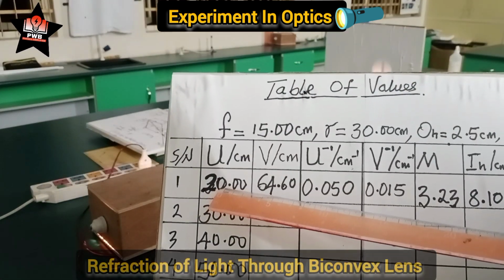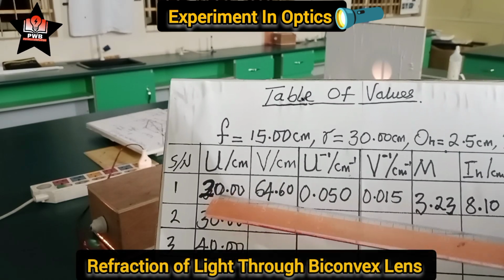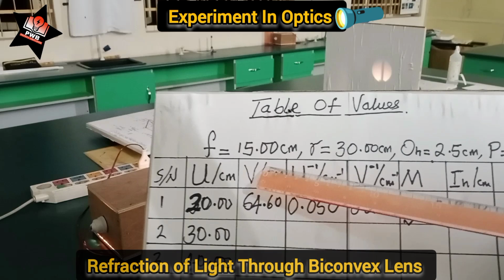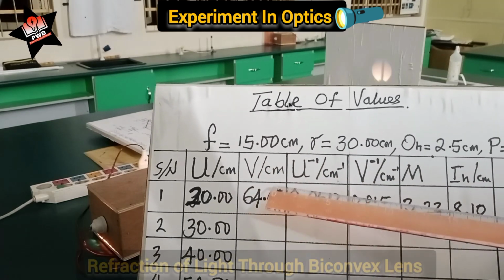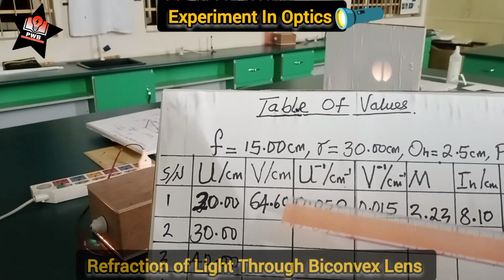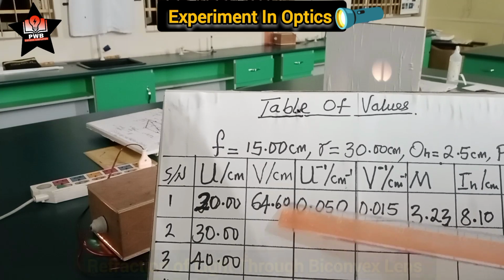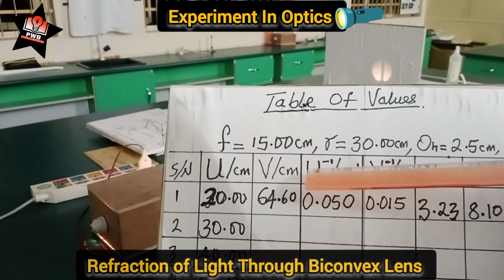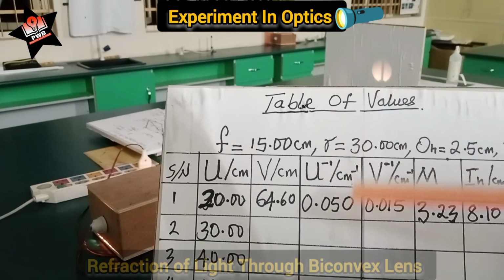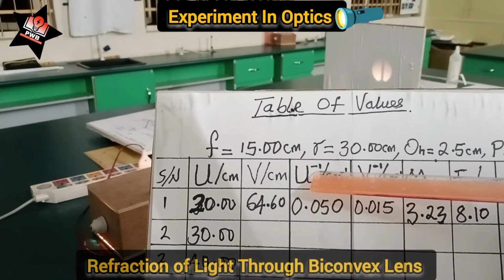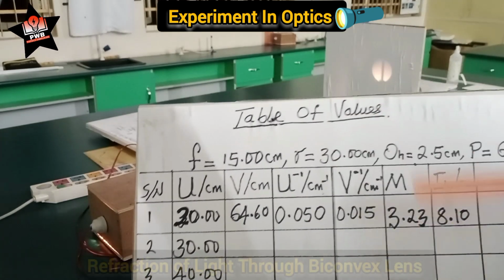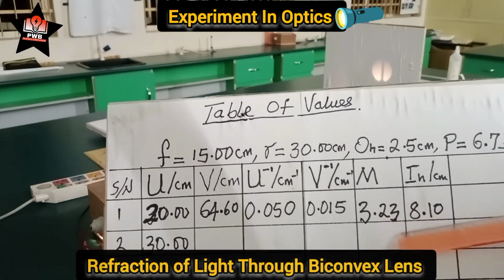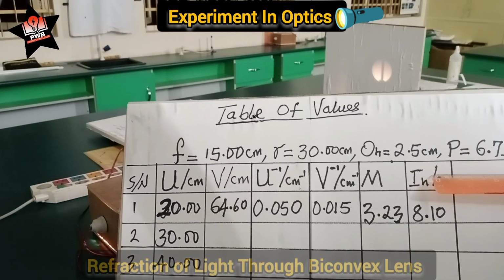So our u was 20. See how we recorded it in the table of values: 20.00 cm. That is how it should be recorded. Our image distance was 64.6. We have to record it as 64.60 cm. See, we record all of this to 2 decimal places. And sometimes examiners may ask you to find u inverse and v inverse. And then the magnification, which has no unit, and that is how to go about it.